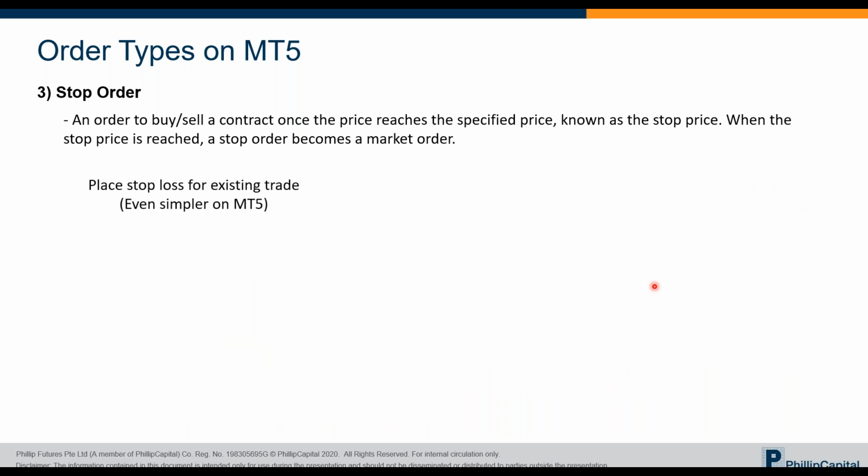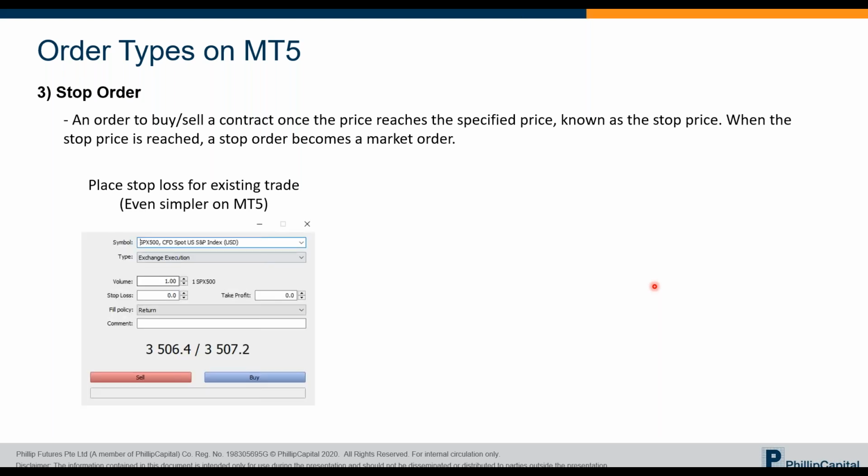The first reason is to place a stop loss, to close out your existing open positions, to reduce the amount of losses. However, for our MT5 platform, this order type is not needed for stop loss, because in our platform, the trade ticket itself, you can already indicate at what price you want to close out your positions as a stop loss. So there's no need for you to place a separate stop order for stop loss.